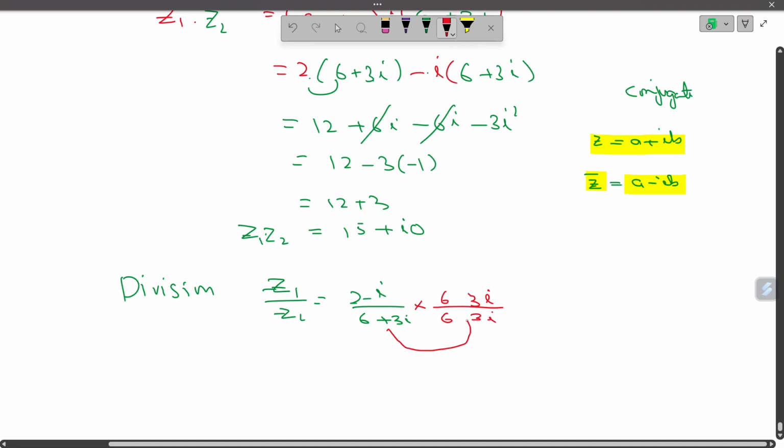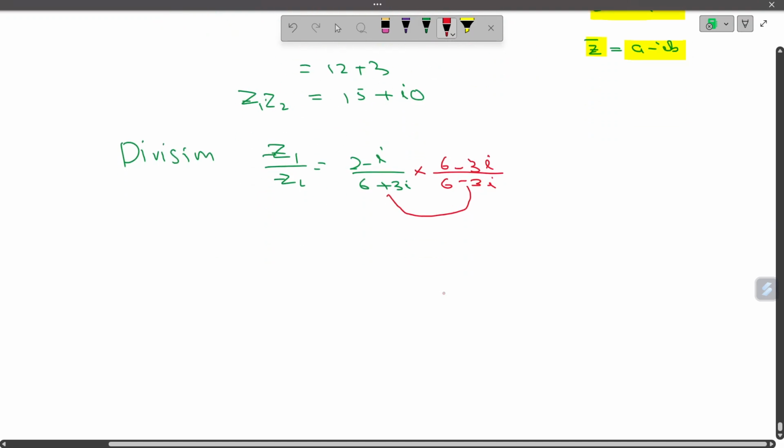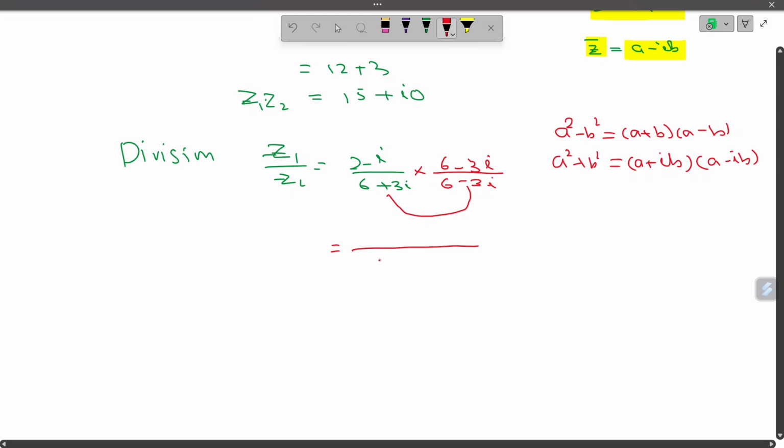If this sign plus is there, you have to take minus. That's the rule. Now the same. And one more thing, please remember, A square minus B square is A plus B into A minus B. And A square plus B square equal to A plus iB into A minus iB. See here, a plus ib, this will be equal to 6 square plus 3 square. Make a note, please.